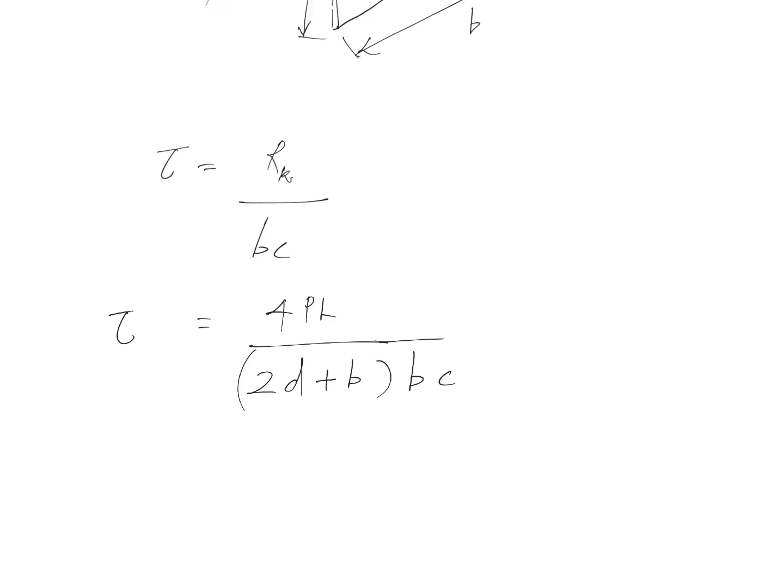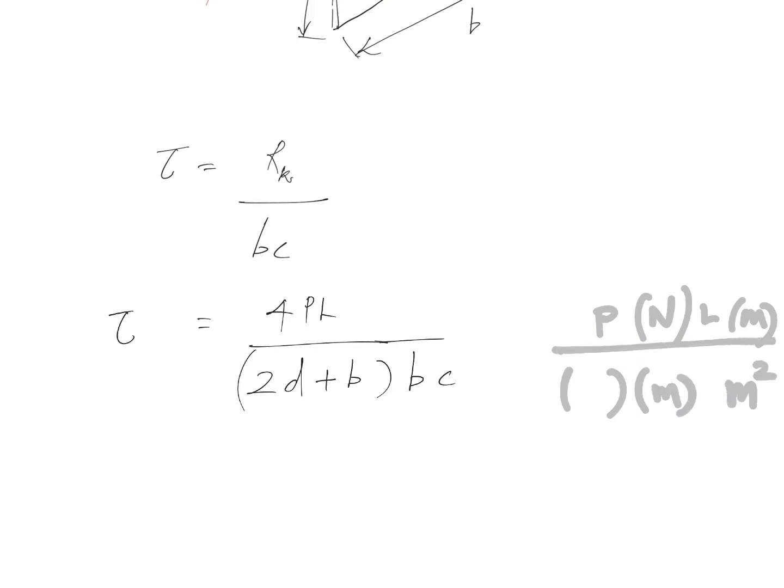Just to verify whether units are right: yes, my units are right, because when you get an expression, just make sure the units make sense. P is in Newton, L is in meters, and 2d plus b, that bracketed term together, will be in meters, and then we have a meter square. So together it will give me the units of Newton per meter square. That makes sense, because shear stress should have the dimensions of Newton per meter square.